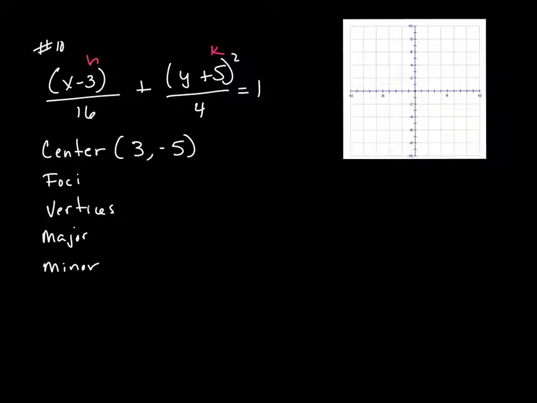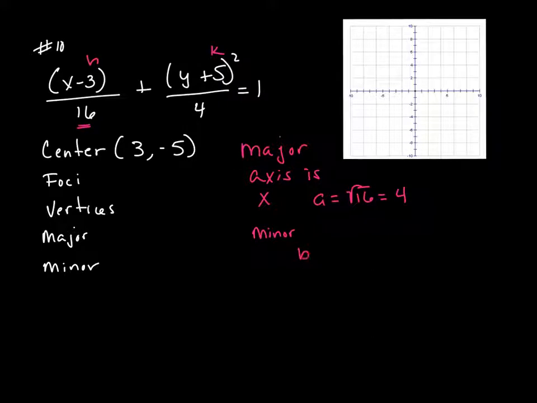Now, because the larger value in the denominator is 16, this tells me that my major axis is the x value. And because of that, a is equal to the square root of that number underneath, which is 16. So a in this case is equal to 4. Now, the minor axis, or the smaller axis, is underneath the y value. That is going to be my b. The square root of 4 is 2.